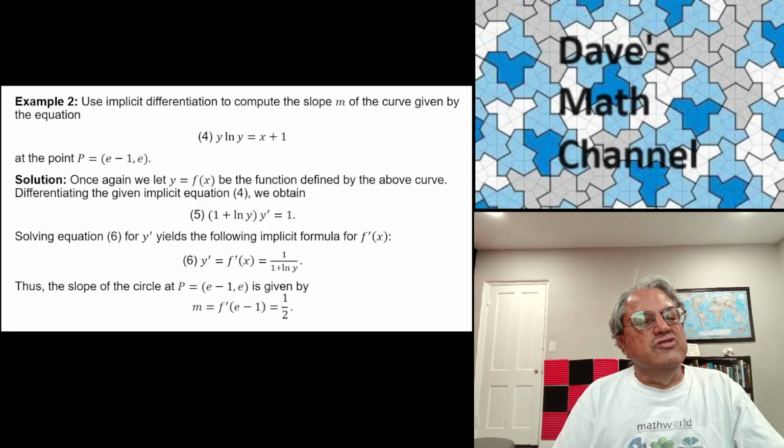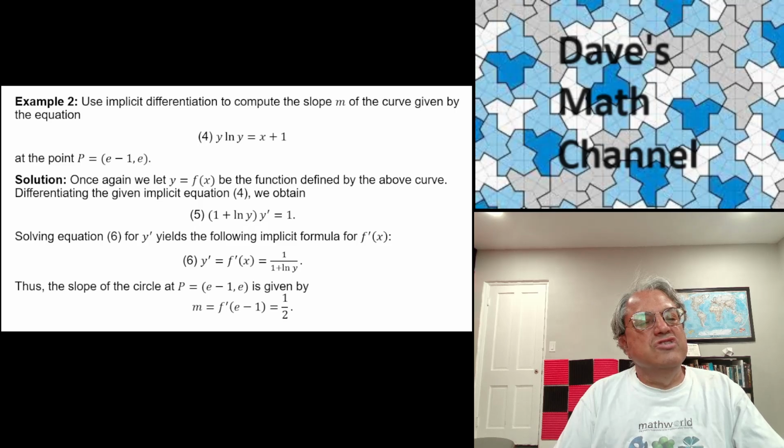So now we want to calculate the slope again of this curve given by this complicated equation at this given point, e minus 1 comma e. Let's just first check to make sure that this point really is on this curve. So when x is e minus 1, x plus 1 is e, so the right side is equal to e. But then if y is e, then you have e times the natural logarithm of e. Well, the natural logarithm of e is just 1, so that's just e times 1, or e. So we do get equality. So this point is indeed on this curve, which is good. I should always check that.